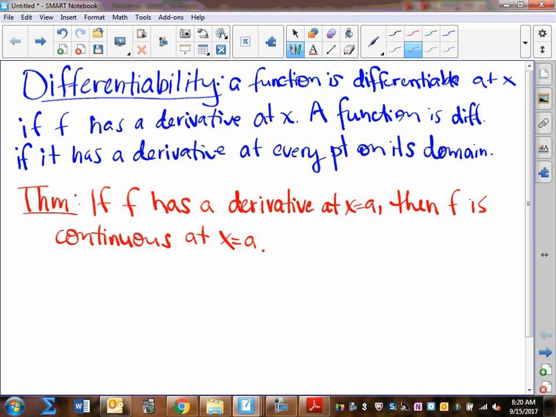So what we have here is that differentiability implies continuity. Can't go that dark with our colors. Let's learn some geometry terms.